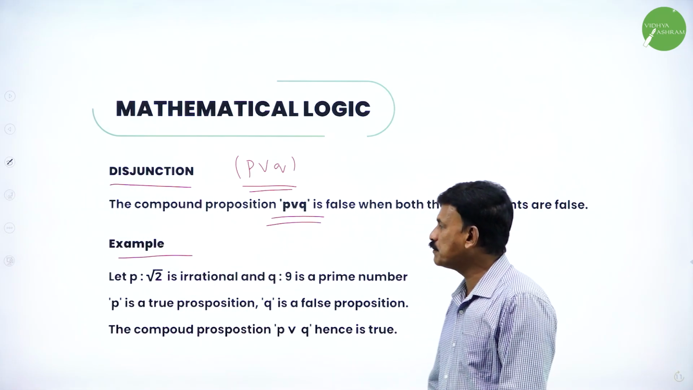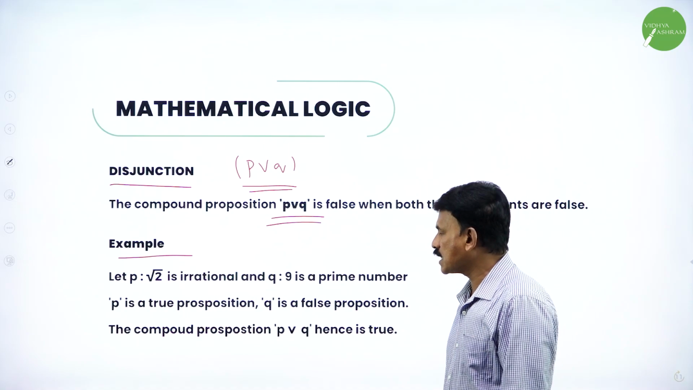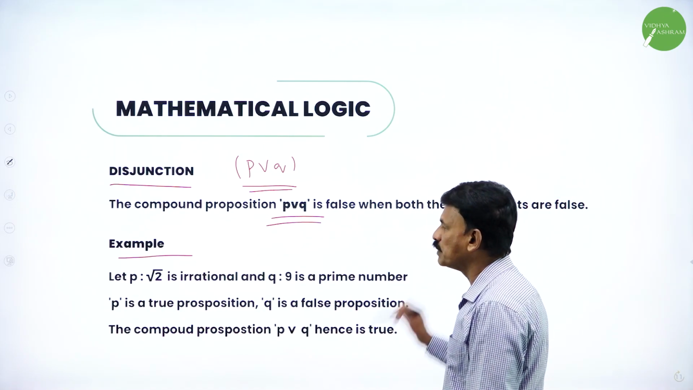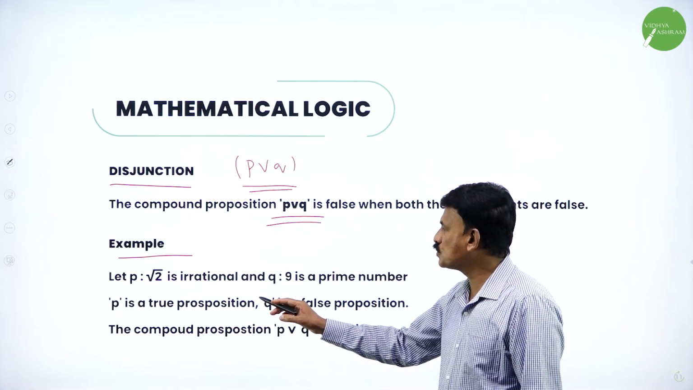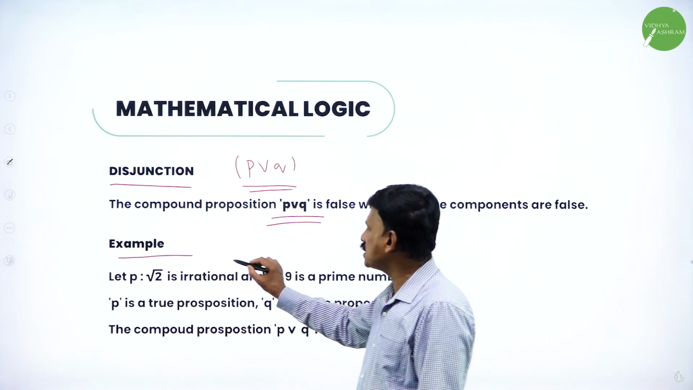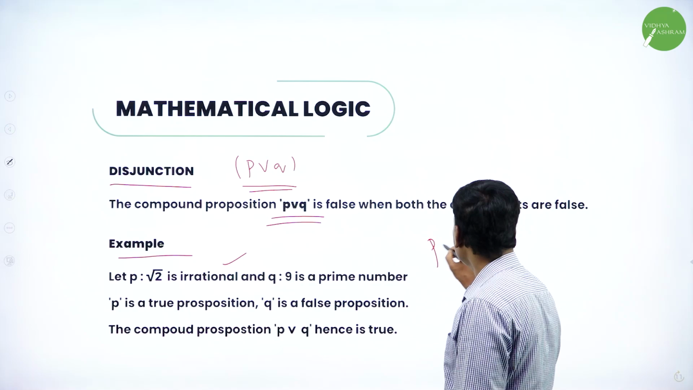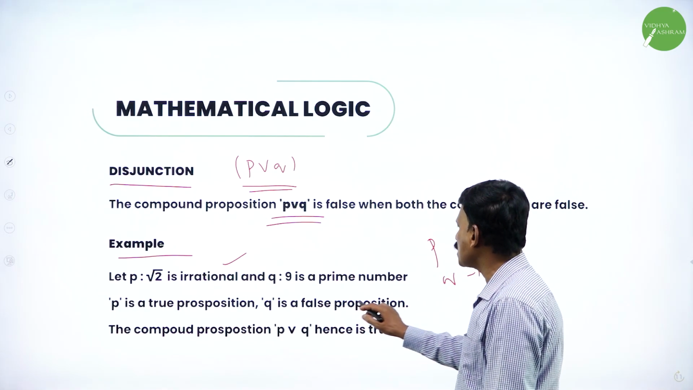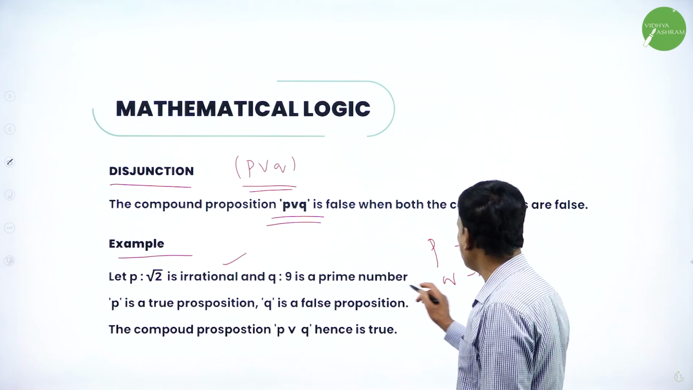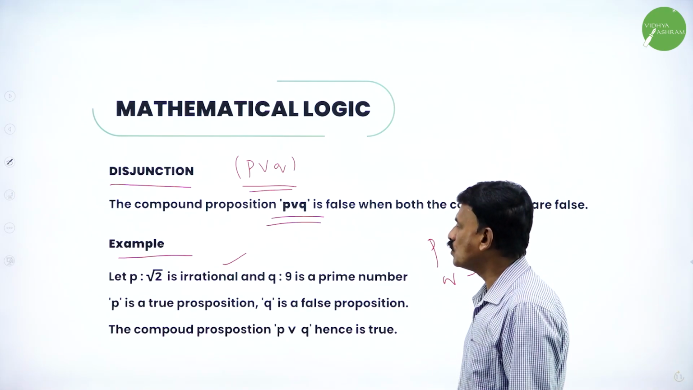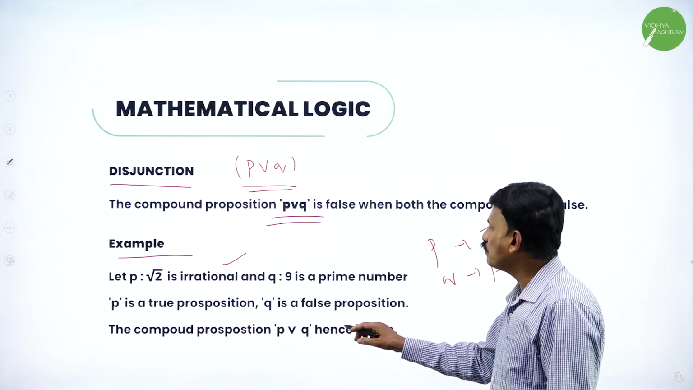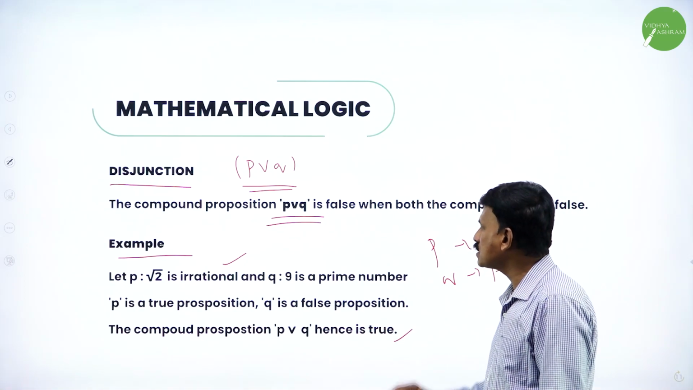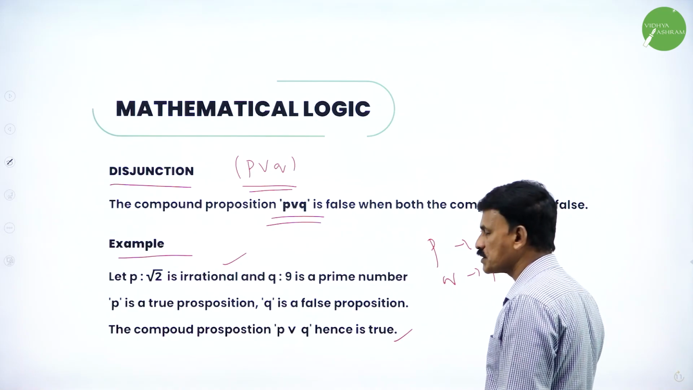Let us consider, let P: root 2 is irrational, and Q: 9 is a prime number. So here P is true because root 2 is irrational. Then what is Q? Q is false because 9 is a prime number is false, right? So the compound proposition P disjunction Q here is true, because true and false is also true.